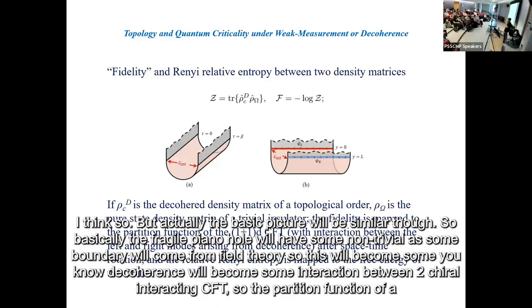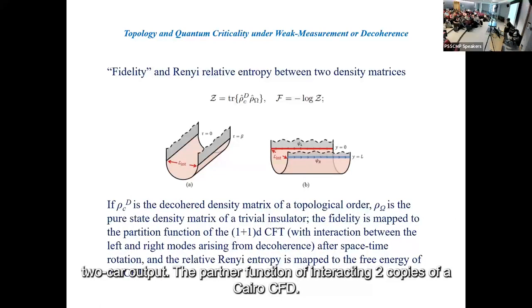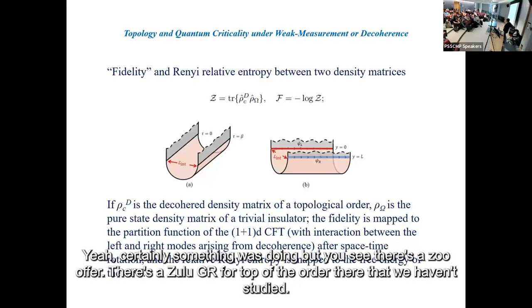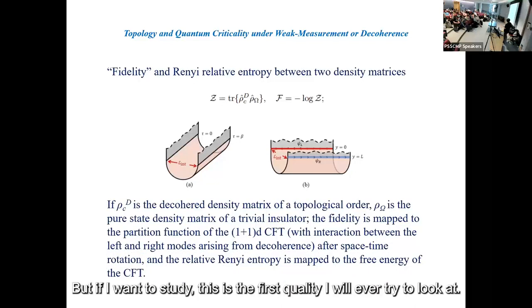But actually, the basic picture will be similar. The fractional quantum Hall state will have some non-trivial conformal field theory, so the decoherence will become some interaction between two chiral CFTs. The partition function of two interacting copies of a chiral CFT can give you some very interesting results. It can have some RG flow to another new CFT fixed point, maybe. It's certainly worth doing, but there's a zoology of topological orders there that we haven't studied. If I want to study this, it is the first one I will try to look at.